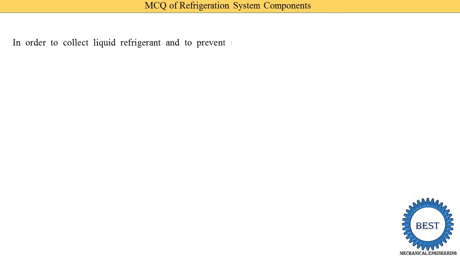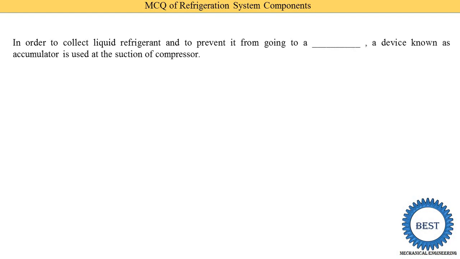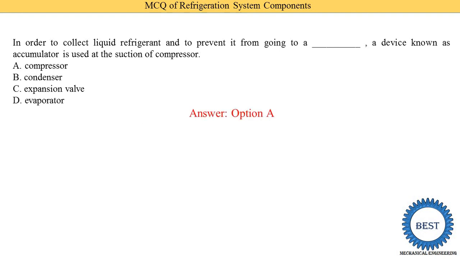In order to collect the liquid refrigerant and to prevent it from going to the compressor, a device known as the accumulator is used at the suction of the compressor. The answer is option A. The answer is already given in the question. The device known as the accumulator is used at the suction of the compressor.